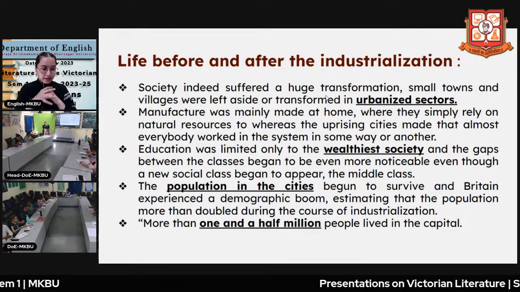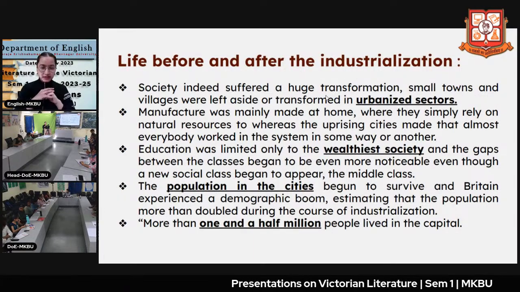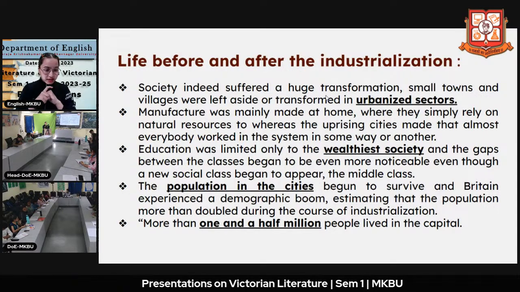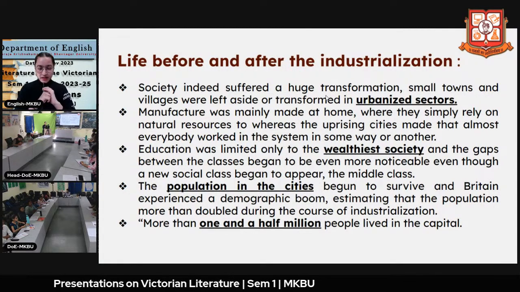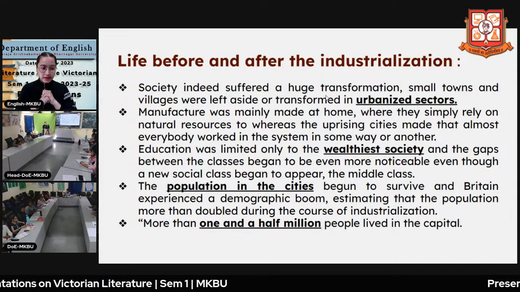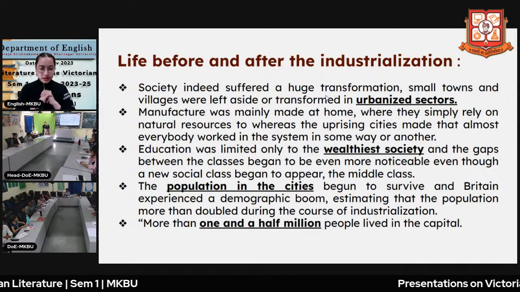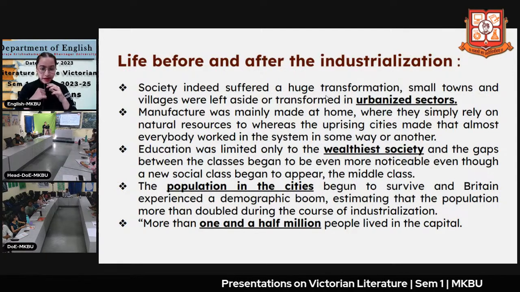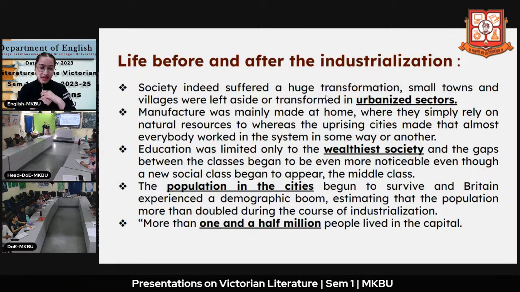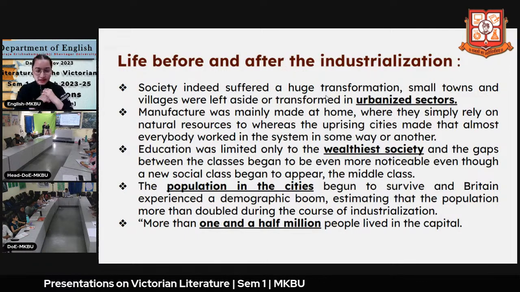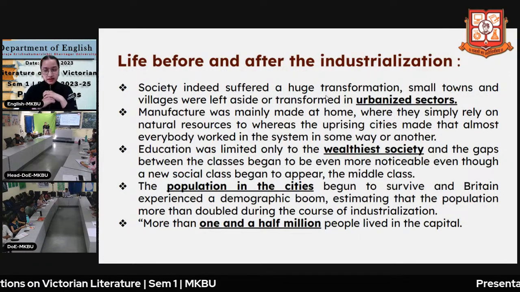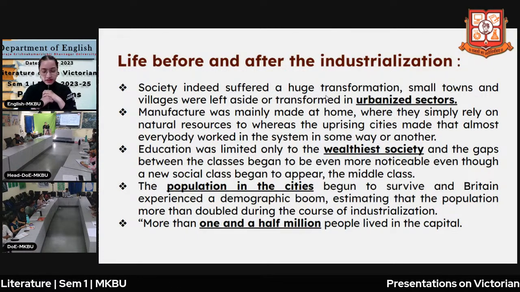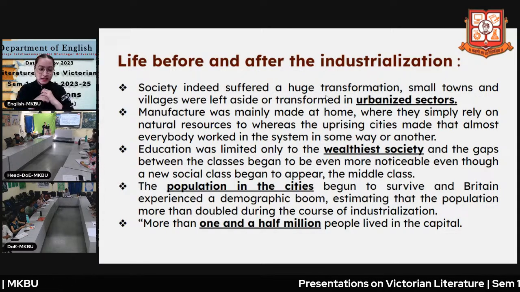Let's talk about life before and after the industrialization. Society indeed suffered a huge transformation. Small towns and villages were left aside or transformed into urbanized sectors. Manufacture was mainly made at home, where they simply relied on natural resources, whereas in the rising cities almost everybody worked in the system in some way or another.